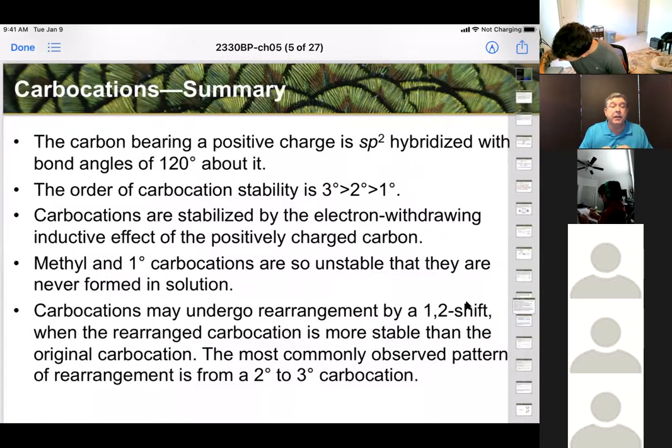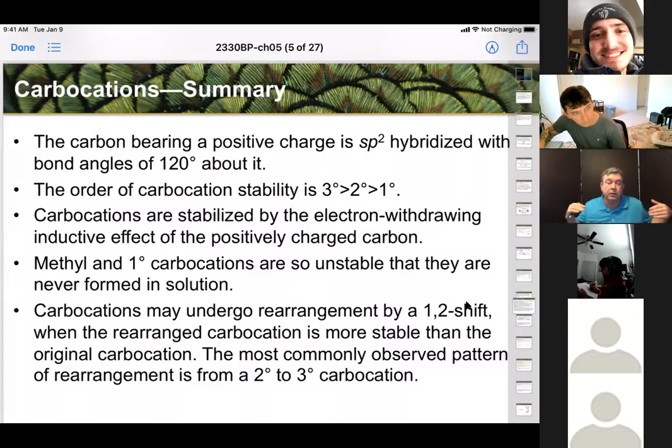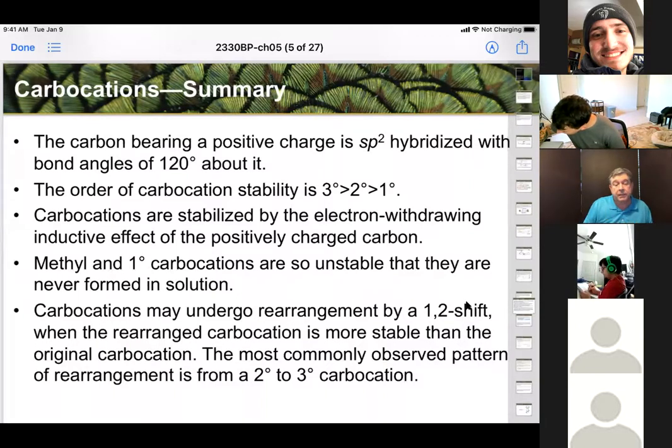Carbocations can be stabilized by the electron donating inductive effect of attached groups, so donors like carbon and oxygen can help stabilize that charge. Methyl and primaries are so unstable, we'll hardly ever see them. They can go through a 1,2 shift to rearrange the carbocation to make a more stable carbocation, usually observed going from a secondary to a tertiary. All right, questions on carbocations?